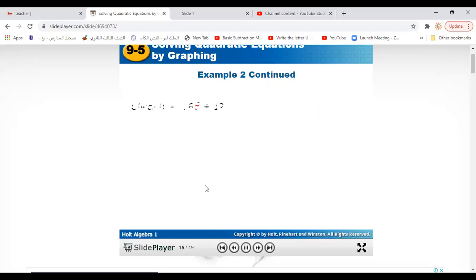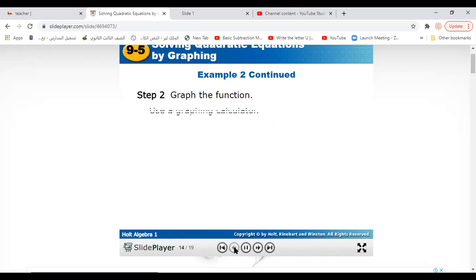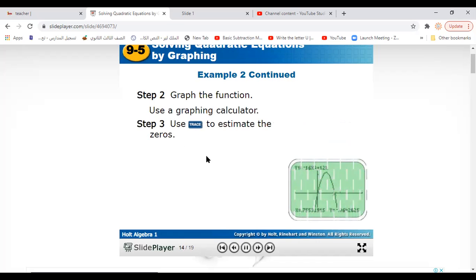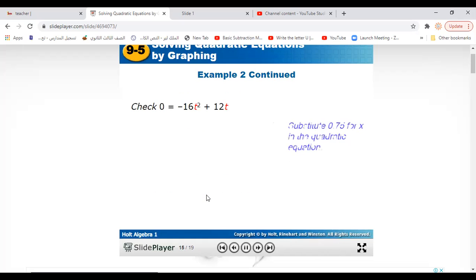0.75. The frog leaves the ground at 0 seconds and lands at 0.75 seconds. So the frog is off the ground for about 0.75 seconds.